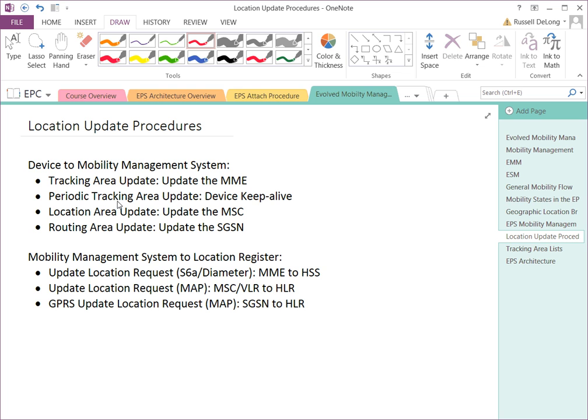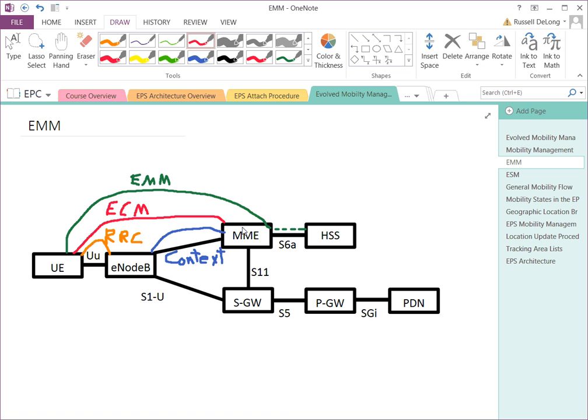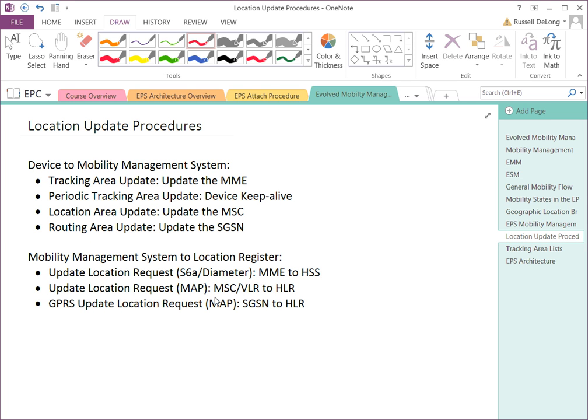Let's see here. So location updates, this is sort of the same concept. Location updates three ways. S6a Diameter between an MME and an HSS. So again, location update between MME and HSS when he registers with this MME. Same basic concept applies to circuit switch and traditional packet switch core networks when the user is sending a location update towards an HLR from an MSC VLR, and a location update, or GPRS location update, between an SGSN and an HLR if he's registering with an SGSN.